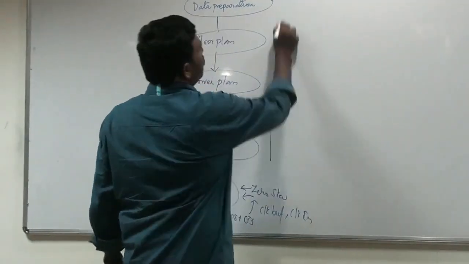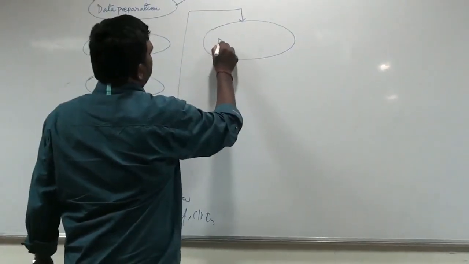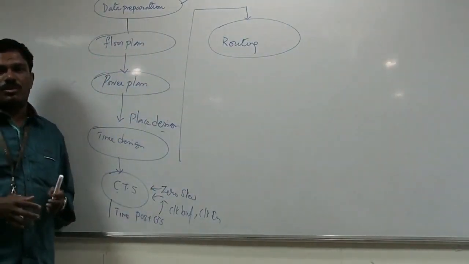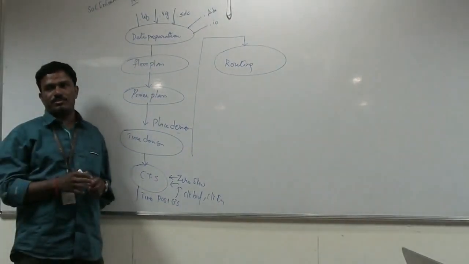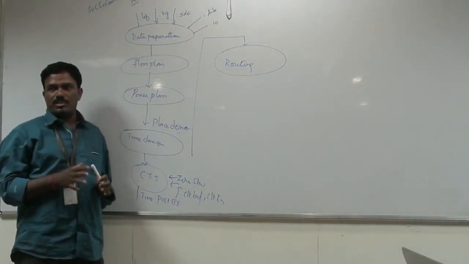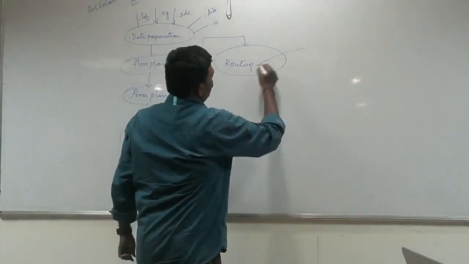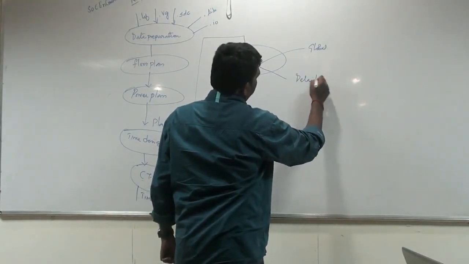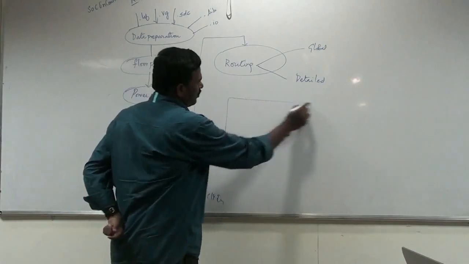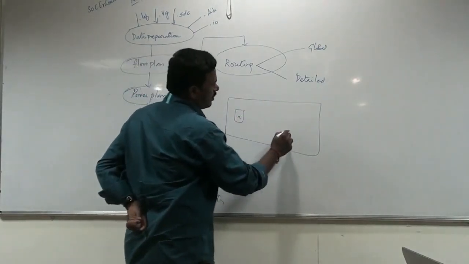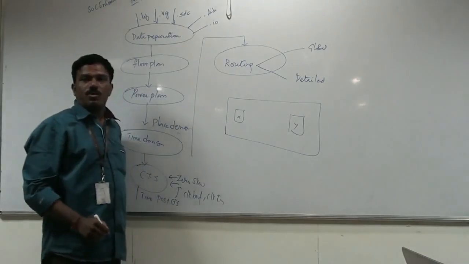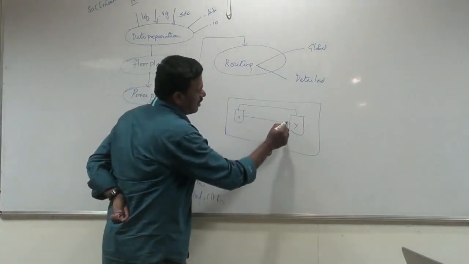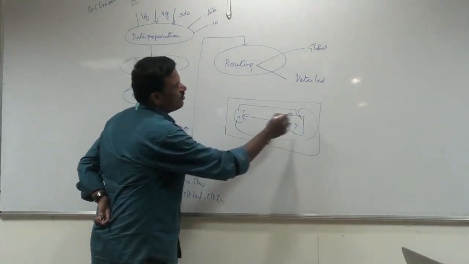In routing, we have two types: one is global routing, the other is detailed routing. What is global and what is detailed? I have a block X here and a block Y here. What is my optimized way of interconnecting X and Y? Either in this way, or this way, or this way.